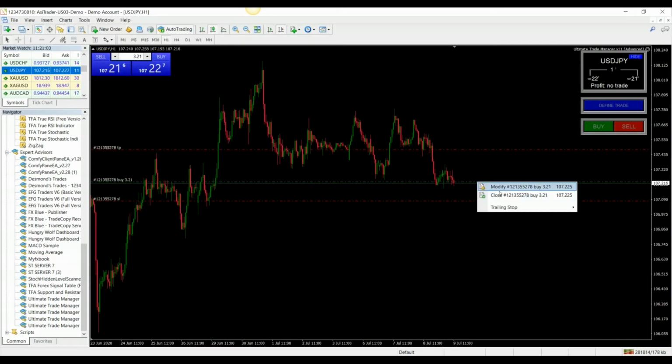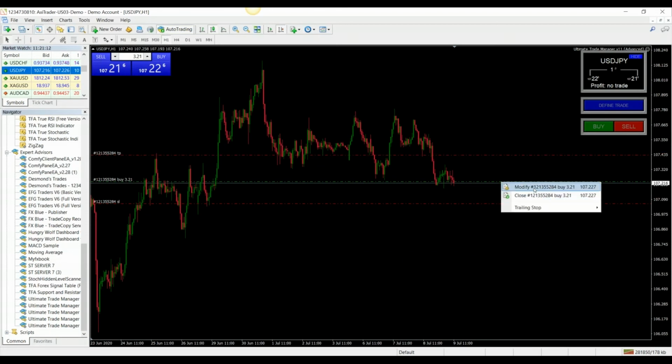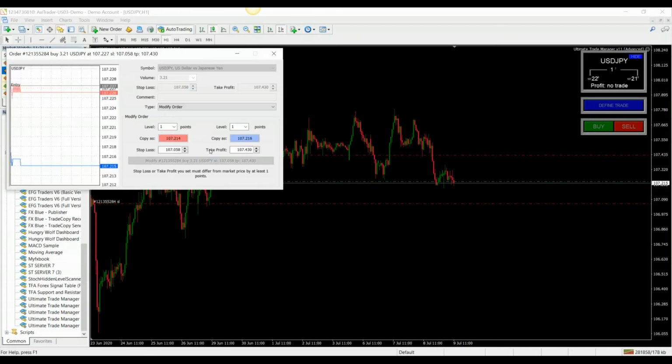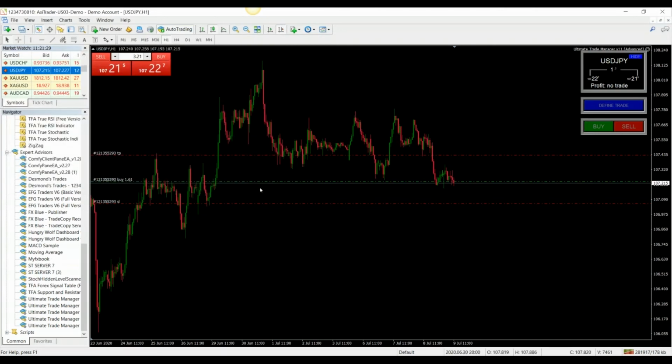Okay, you right click on it and you can click close. Sorry, let me redo that. Entry, stop loss, take profit. Right click and click modify. And you can click market execution. Okay. And then you can close your trade here, but you can also close, if you want to close half of it, which is 1.6, then you can, there you go. You can close 1.6 of it and you're left with half the position. So that is how you do it.